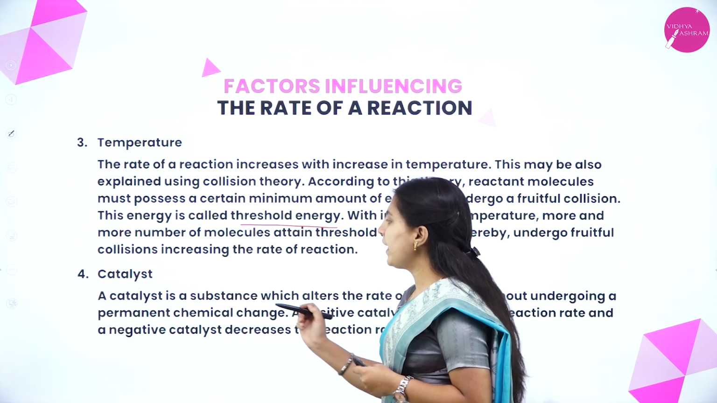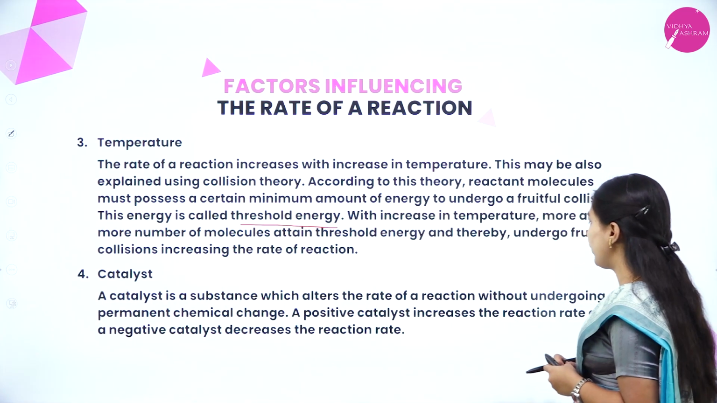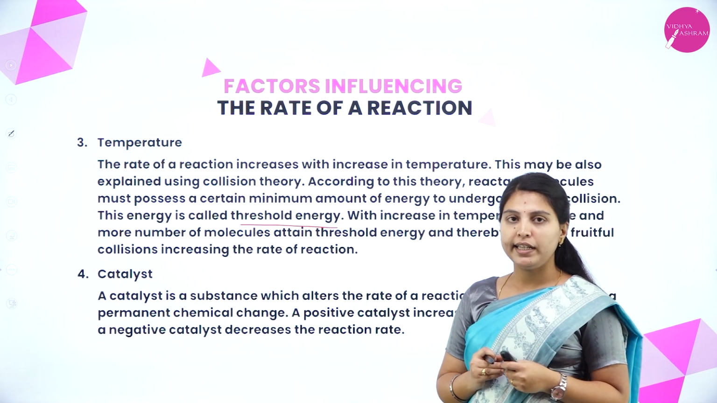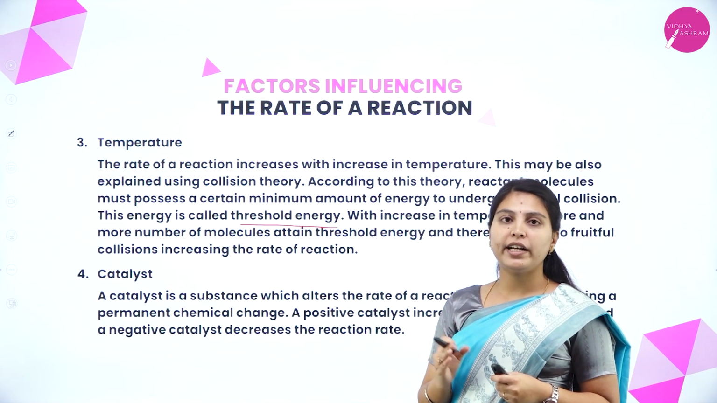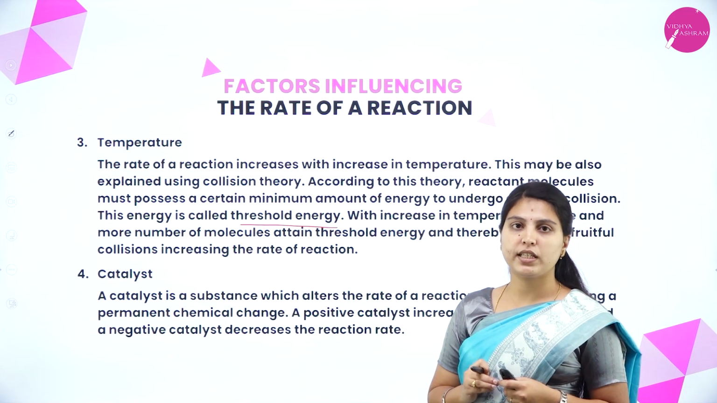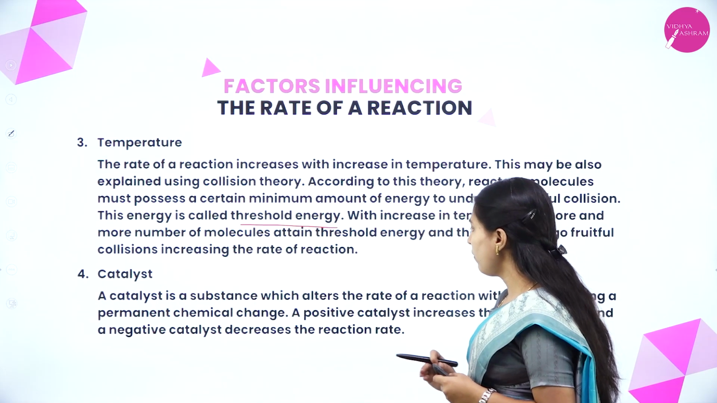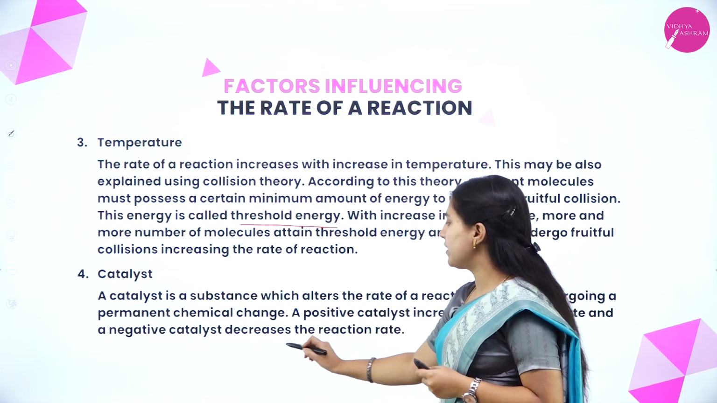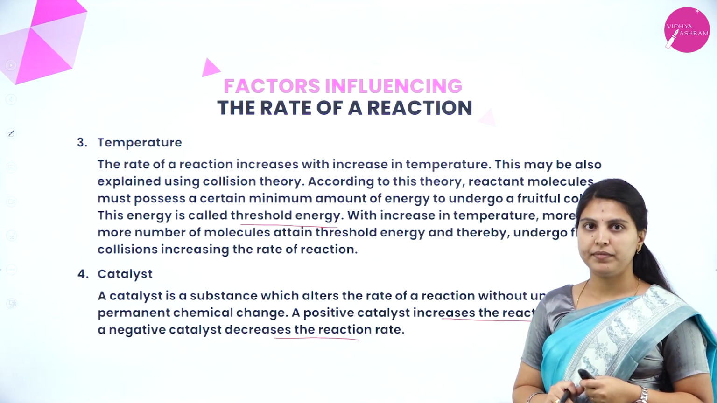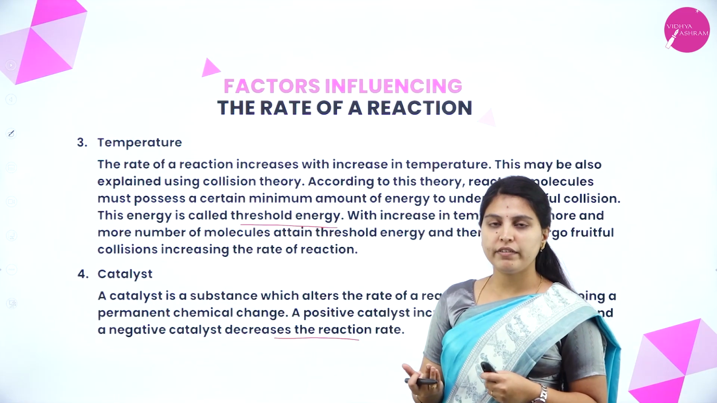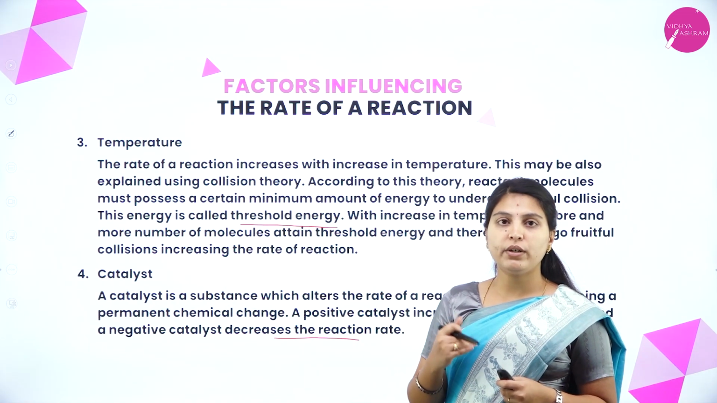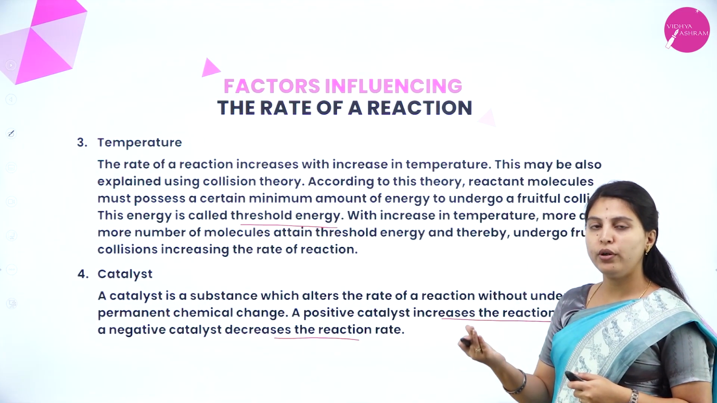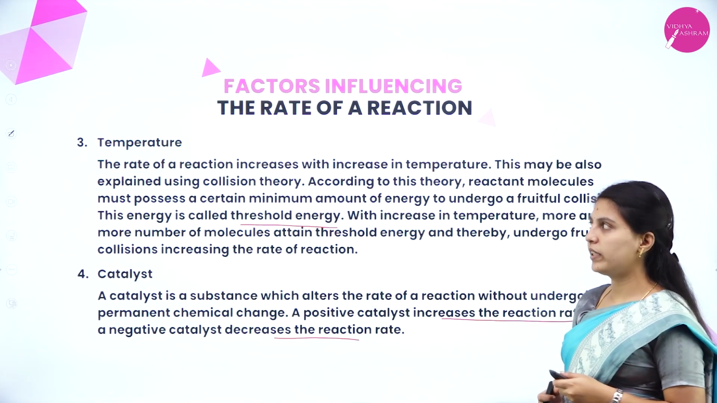Next, catalyst. A catalyst is a substance which alters the rate of reaction without undergoing a permanent chemical change. What is a catalyst? It is a substance which alters the rate of reaction without undergoing a change in its physical or chemical property. A positive catalyst increases the rate of reaction and a negative catalyst decreases the rate of reaction. There are two types of catalyst. Positive catalyst increases the rate of reaction. Negative catalyst decreases the rate of reaction. This is how the 4 factors affect the rate of reaction.